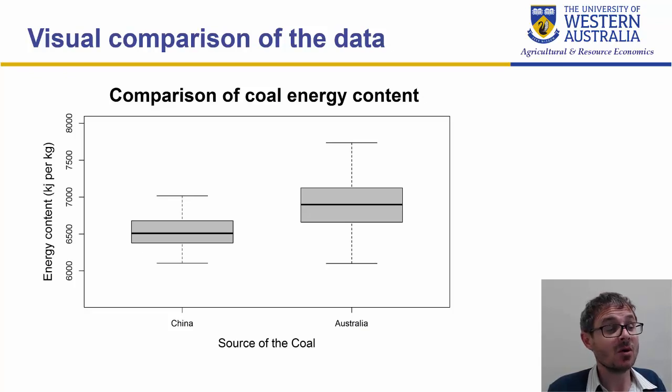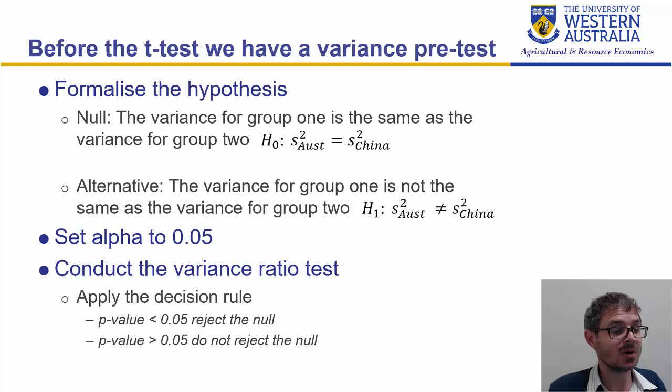So we want to formalize our t-test, but before we go on to our t-test, we're going to conduct a variance ratio test. We conduct this test so we know which formula to use. Should we use the equal variance t-test formula or the unequal variance t-test formula? So we set up this test. The null is that the variance of group 1 is the same as group 2. The alternate hypothesis is that the variance is not the same in group 1 as it is in group 2. Same sort of setup: we set the alpha at 0.05, conduct the test and apply the p-value decision rule.